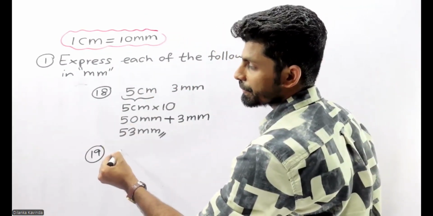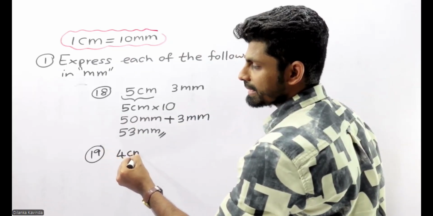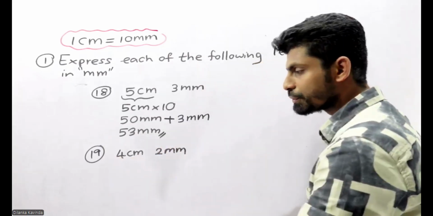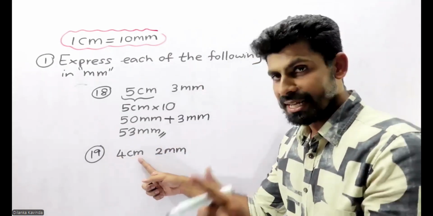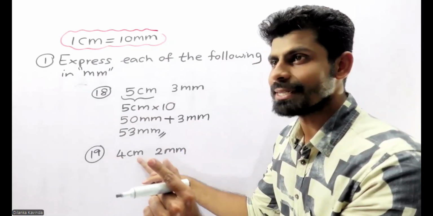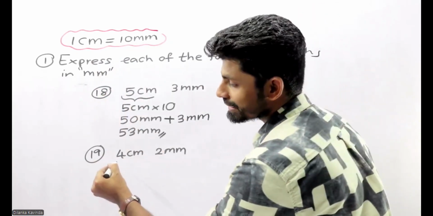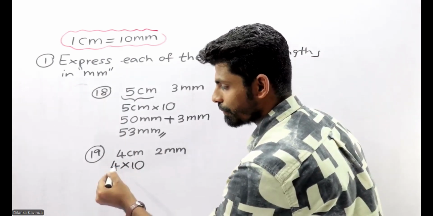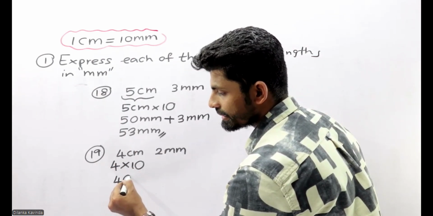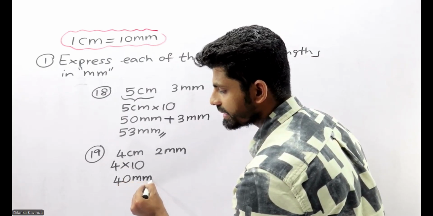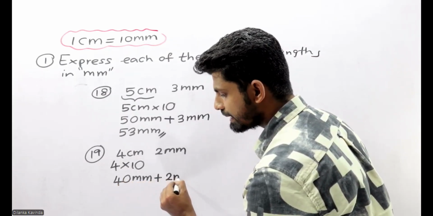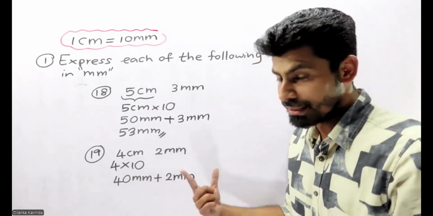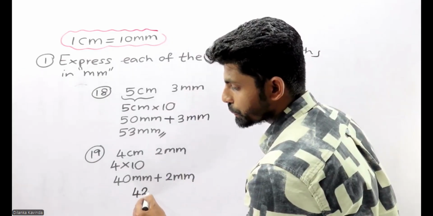Question number 19. 4 centimeters and 2 millimeters. First 4 centimeters, we need to convert to millimeters. 4 multiplied by 10, 4 into 10 is 40. So that means 40 millimeters plus 2 millimeters, 42 millimeters.